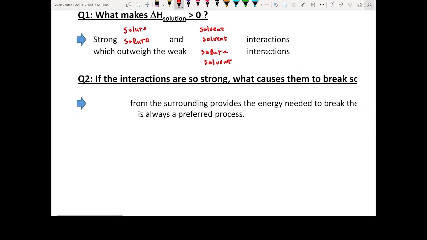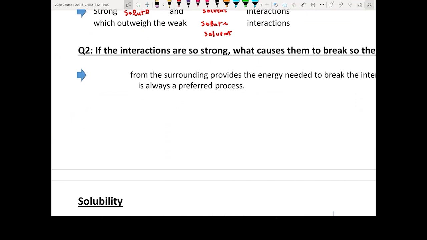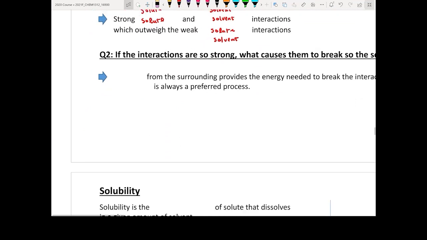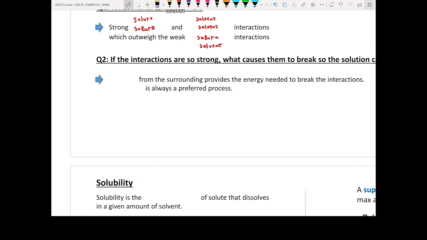Then the next question is, if the interaction between your solute and solvent is so strong, what causes them to break? The answer is very simple: you need to dump energy to make it happen. Typically you dump heat from the surroundings. You heat up your solution so that it breaks apart and you form the solution. Second, we know mixing is always a preferred process. So it's the collective effect of both terms that makes you prepare your solution.